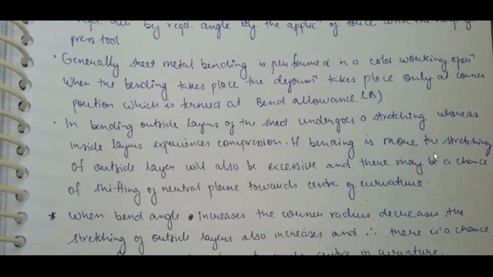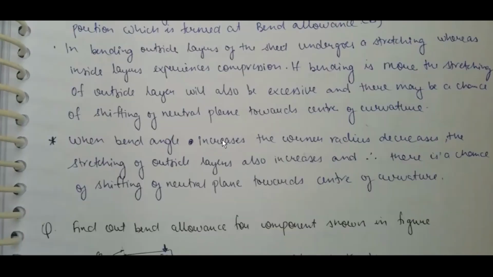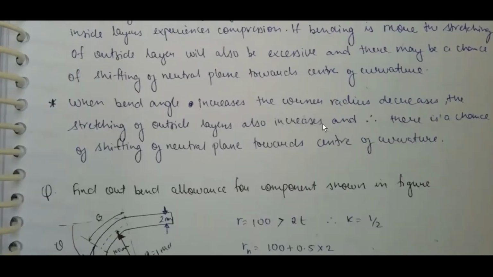If bending is more, the stretching of the outside layer will also be excessive, and there may be a chance of shifting of the neutral plane towards the center of curvature. When the bend angle increases, the corner radius decreases, the stretching of outside layers also increases, and therefore there is a chance of shifting the neutral plane towards the center of curvature.